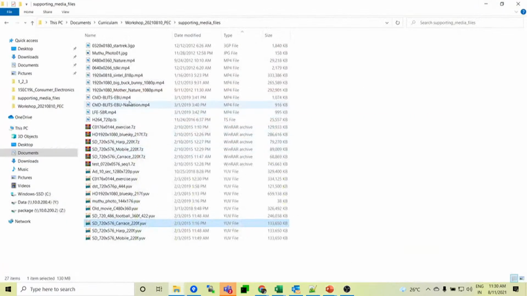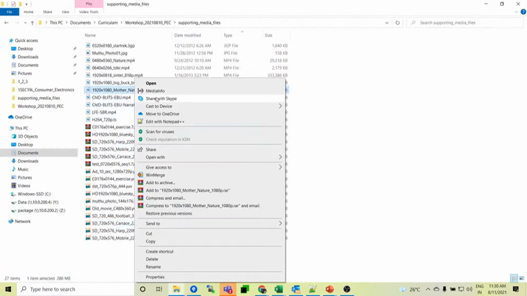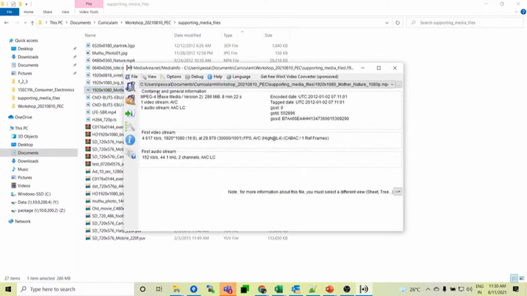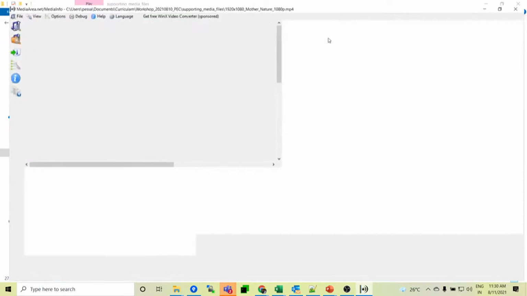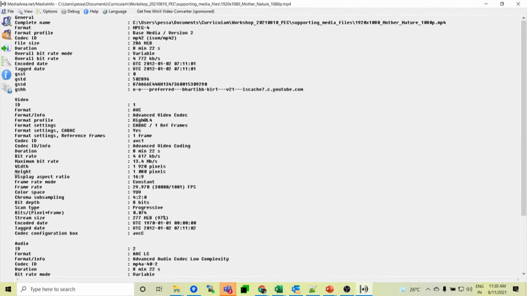Let us see one example here. Mother Nature, open a media info, view text. So what is it showing? It is showing the width and height, we have seen that, and now the frame rate also, now I know 29.97, which is 30,000 by 1001, and color space is YUV. You are able to understand YUV. Now it is 420, and bit depth 8-bit means per component it is 8-bit, and it is progressive.